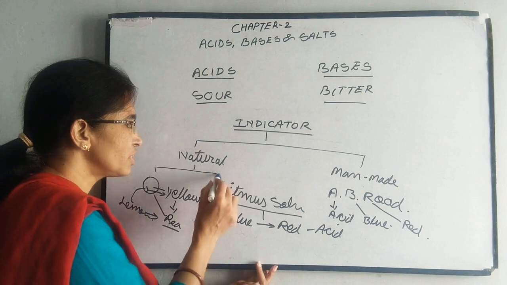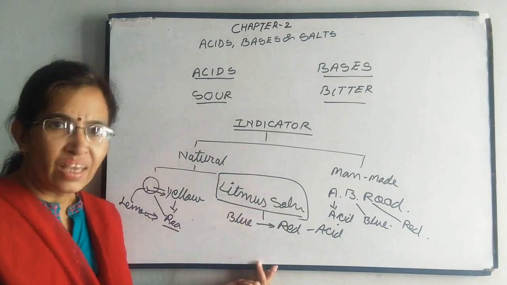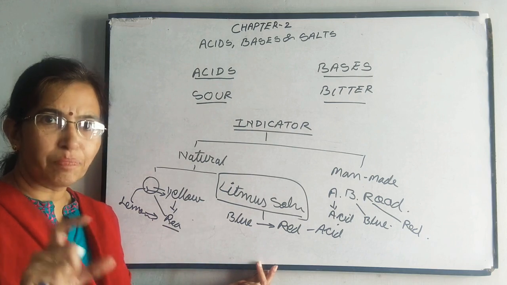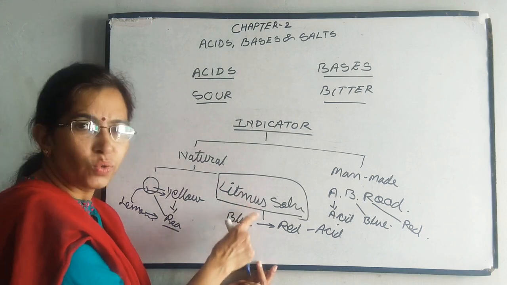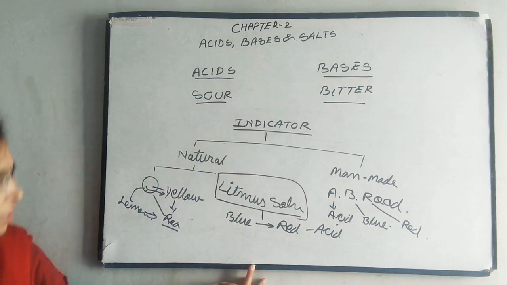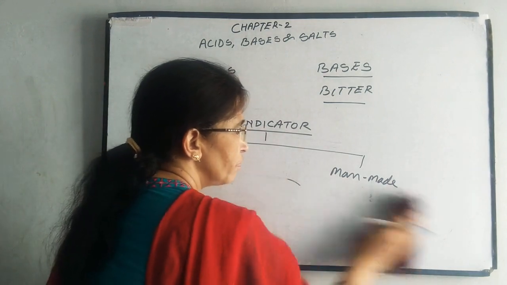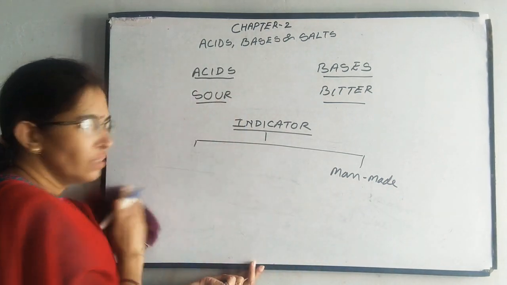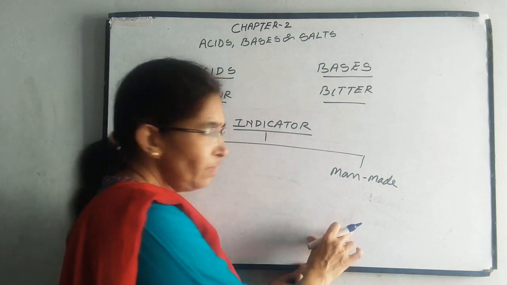This litmus solution or litmus indicator is made from lichen. It is a plant extract. From lichen we extract this. Clear? So this is your natural indicator. Now we have to see the man-made indicator. Man-made indicators, which we also call synthetic indicators, are made by man.